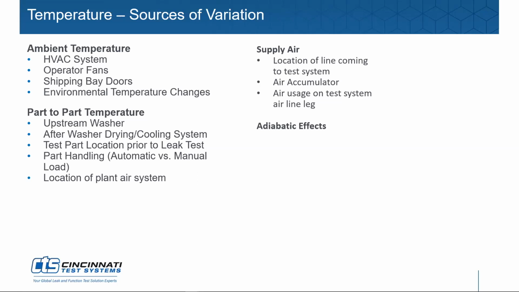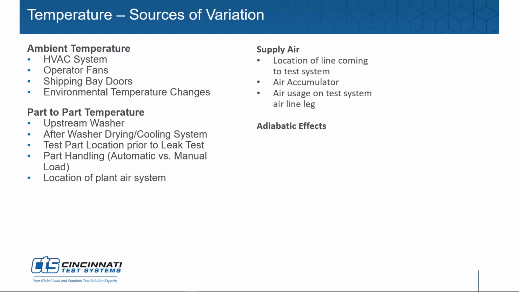And has their body temperature now converted that part into a warmer part? So that can affect your leak testing, along with your plant air supply temperature. Where is your plant air supply accumulator? Is it outside? Is it inside? How far is it from the test cell? And is your plant air source actually traveling through a ceiling and then down to your test cell? Which your ceiling in the summer could be a different temperature than the ambient temperature around your test cell.